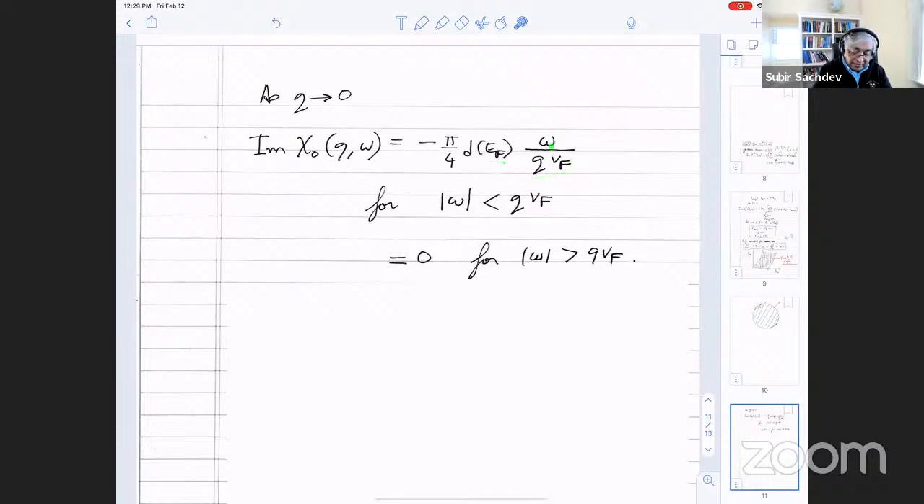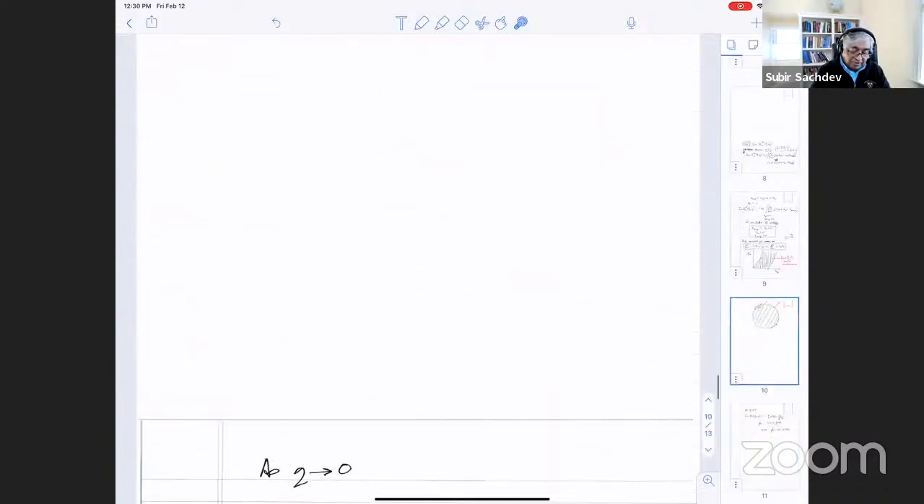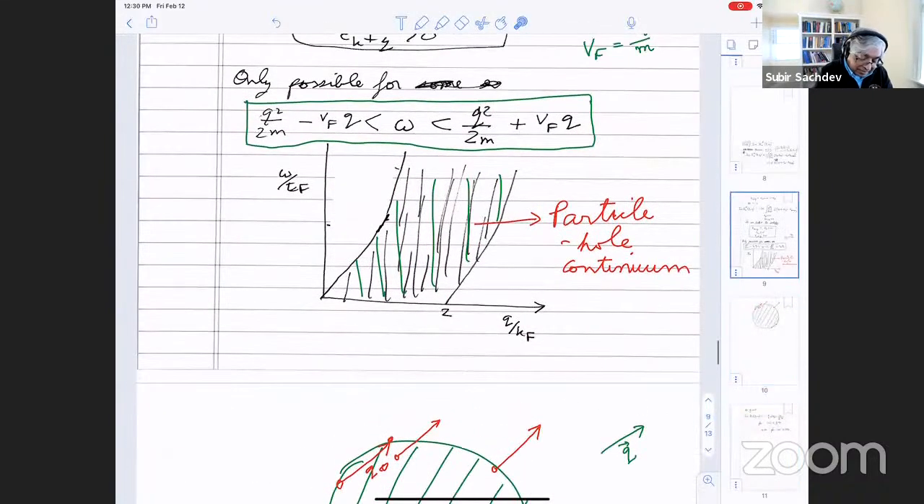So it's linear at small omega, but the slope is proportional to 1 over q. And it's zero for mod omega greater than QVF. So there's a boundary, omega equals QVF, above which there's no absorption of energy. And that's this line here. So this line over here, that's exactly the line omega equals QVF. So there's absorption below it.